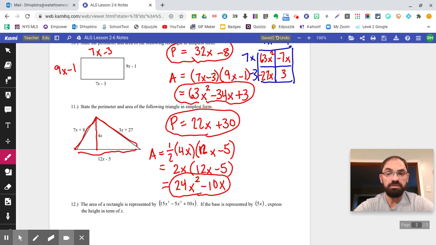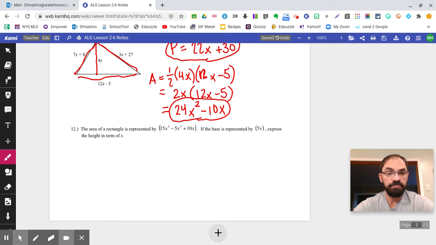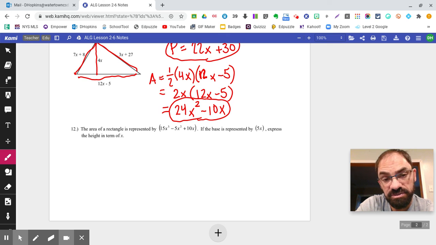And let's see here. We have the last one. The area of a rectangle is represented by that. That's the area. If the base is that, express the height in terms of x. So if I divide the area by the height, or I'm sorry, the width, which is the base, then what's left over is height. So I can just divide it all by 5x.